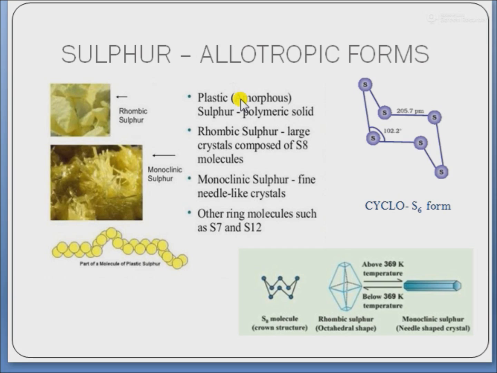It does not have a sharp melting point. It has specific gravity of 1.95 gram per cc. Plastic sulfur is regarded as a supercooled liquid, that is, a liquid which, because of rapid cooling below its melting point, has no time to settle in a crystalline form. Plastic sulfur consists of zigzag chains and sometimes S8 and other rings such as S7 and S12. And this is the S8 molecule in the crown structure.